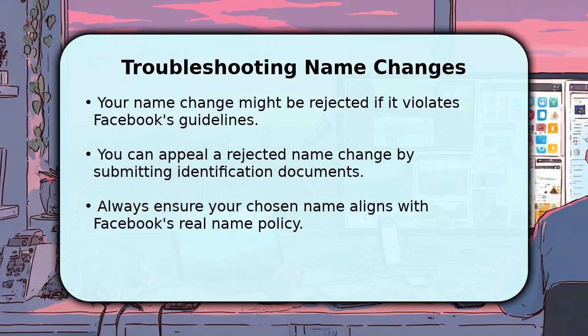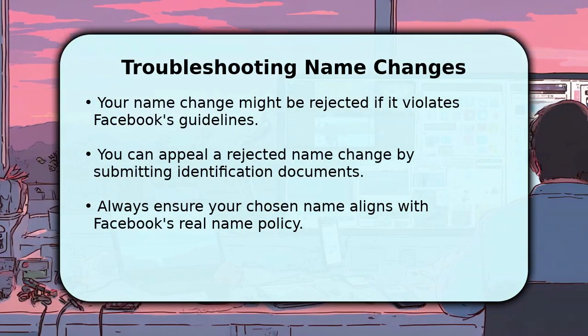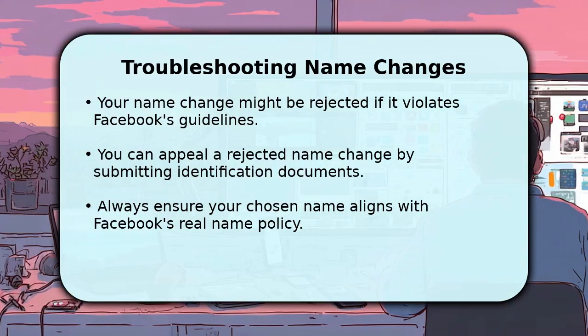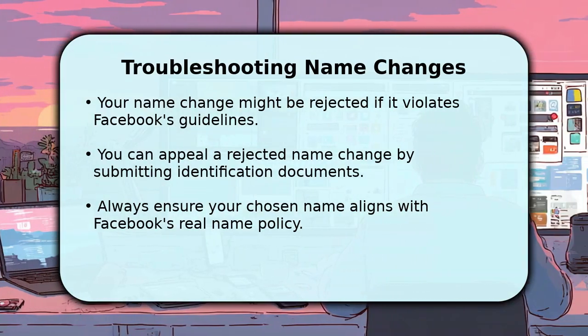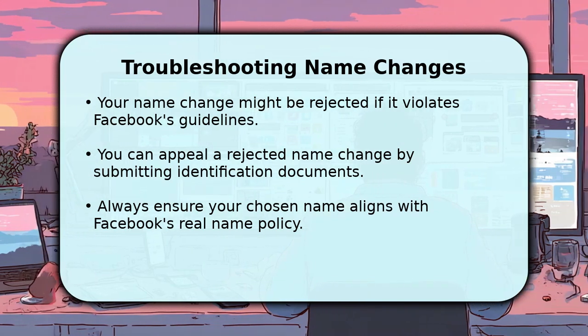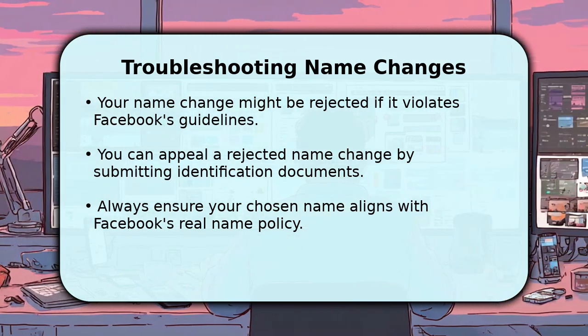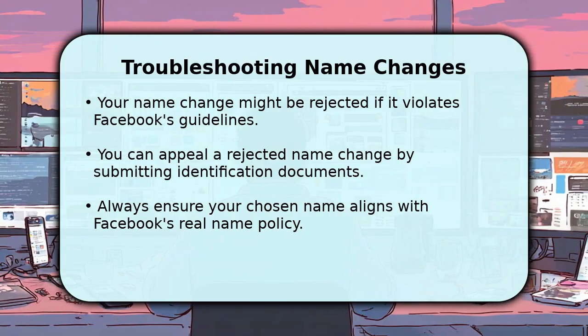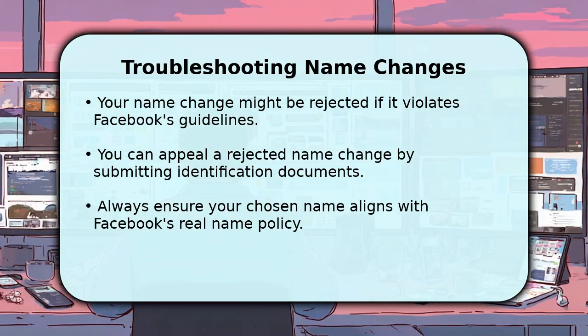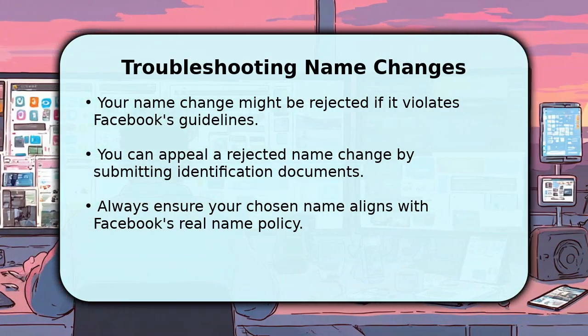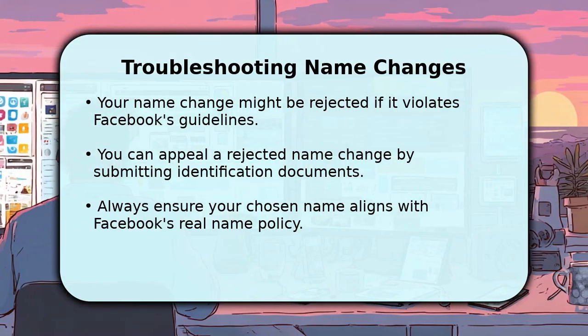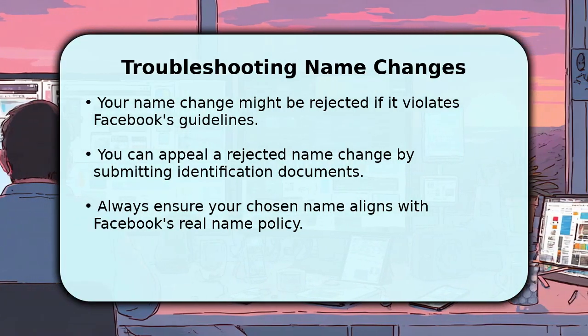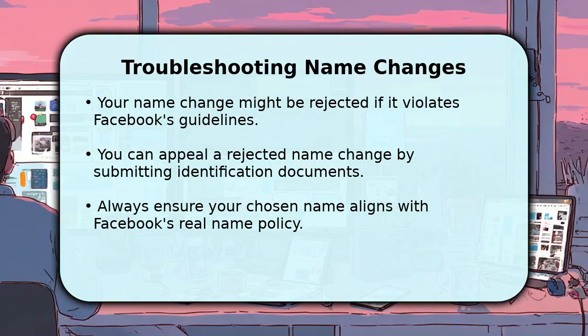Sometimes, a name change might be rejected if it does not meet Facebook's stringent guidelines. If this happens, do not worry, you have options. You can usually appeal the decision by submitting identification documents that verify your real name. Always double-check that your desired name aligns with Facebook's real name policy to prevent any future issues, ensuring a smooth and successful update to your profile.